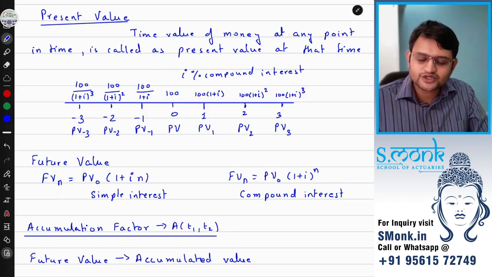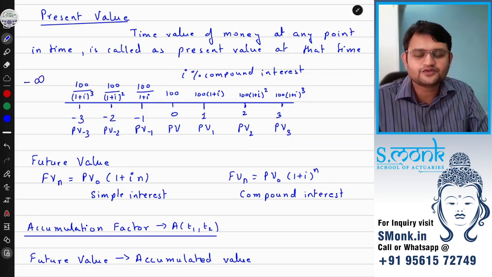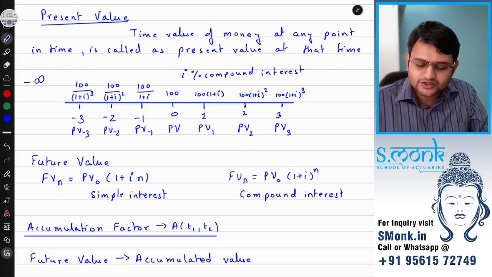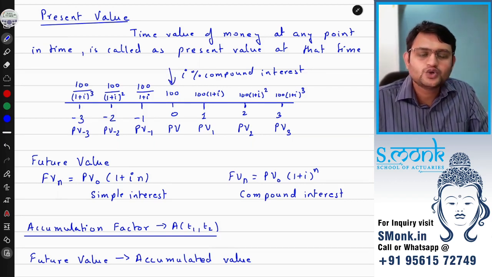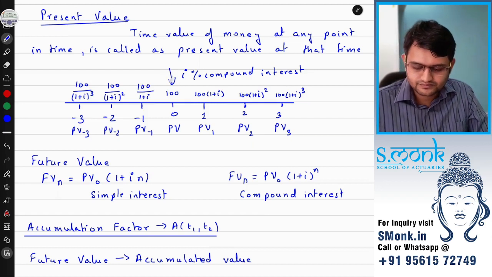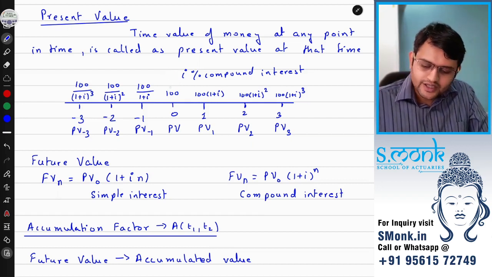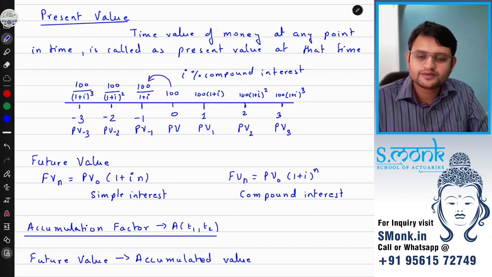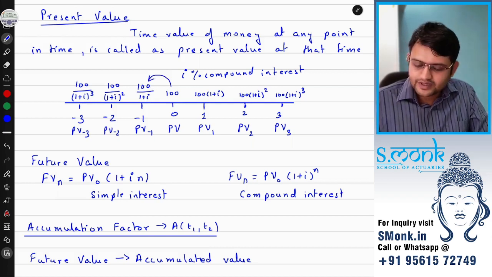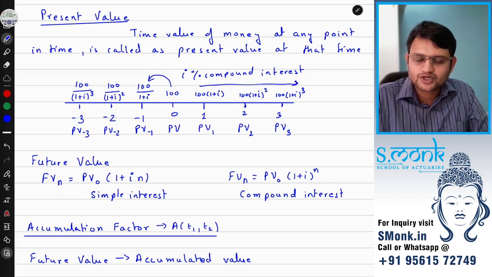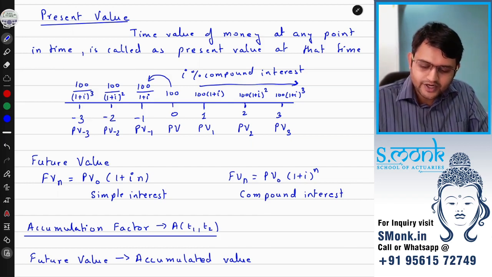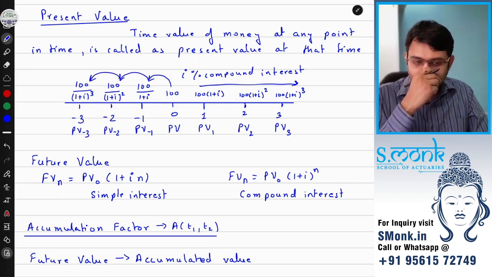So then it is very easy to calculate. Somewhere in the past, somewhere in minus infinity, I must have invested some money, for which I got the value of 100 rupees today. Right? So then, if I want to calculate the value at minus 1, as I was going forward, I multiplied by (1 + i) each year. So if I am going back, I will divide by (1 + i) each year. So 100 upon (1 + i), 100 upon (1 + i)^2, 100 upon (1 + i)^3.